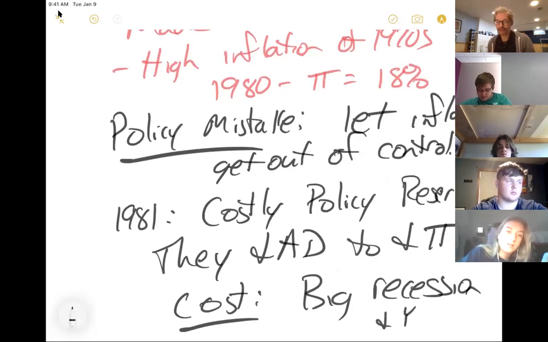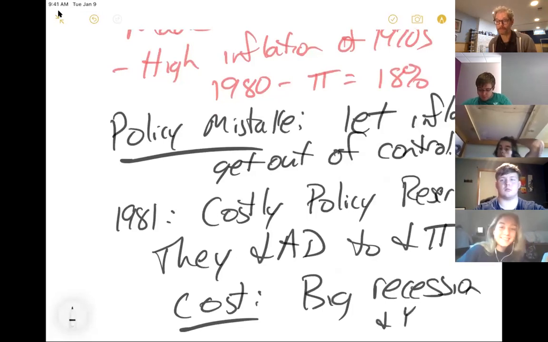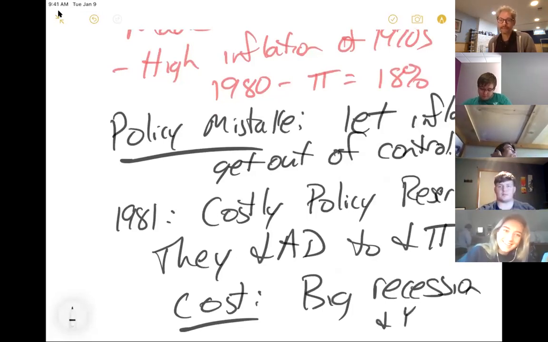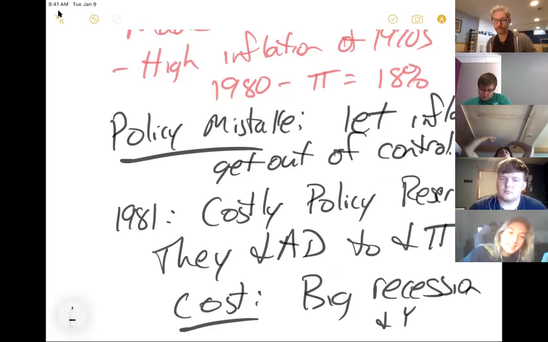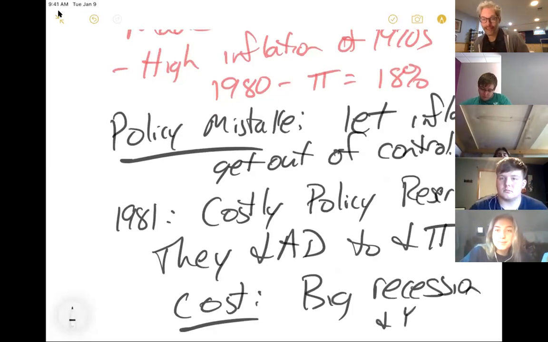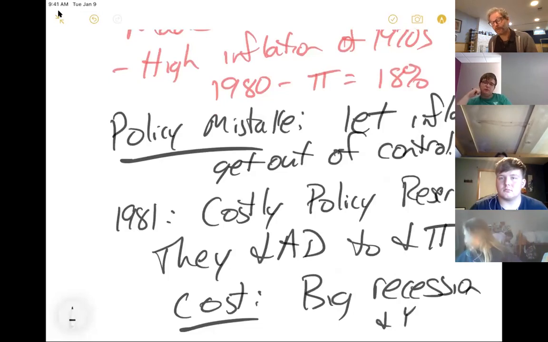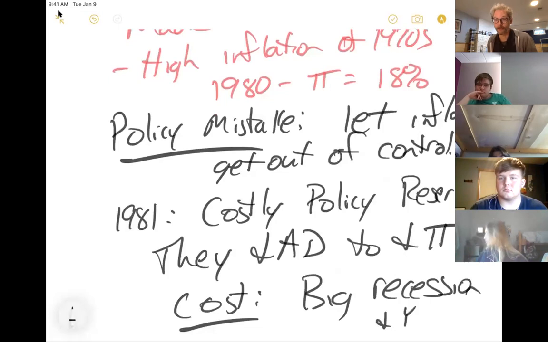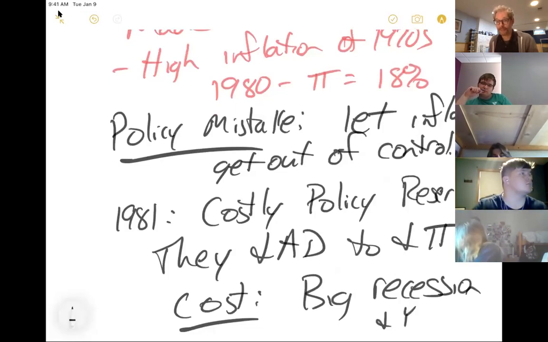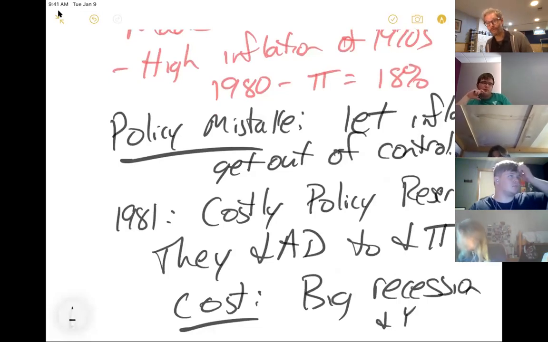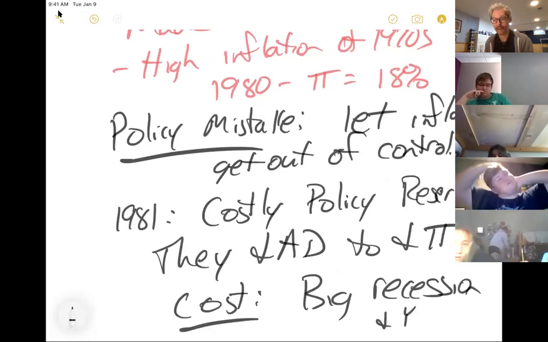Supply shocks are not great situations, right? Because there's really no good options for policymakers. But what the Fed did in the 1970s, it never wants to repeat again. And that's important to keep in mind here in a second when we talk about the COVID recession, right? And the COVID economy today. Because the Fed has this in the back of its mind. Are we going to repeat this mistake? Are we going to repeat this mistake of basically getting so focused on output that we let inflation get out of control?